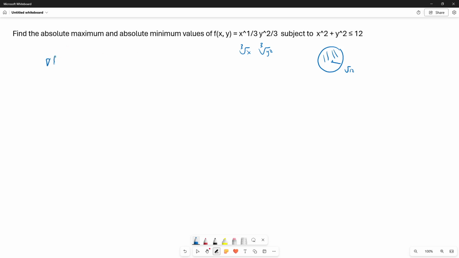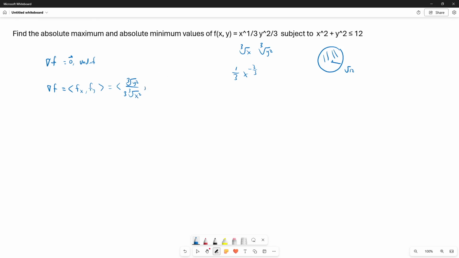To find the critical numbers, we're looking for points where the gradient of f is either equal to the 0 vector, or undefined. So the gradient of f is (f_x, f_y). For f_x, x^(1/3) times y^(2/3), the y^(2/3) is a constant, and the derivative of x^(1/3) is 1/3 x^(-2/3). So that's going to put 3 times the cube root of x squared in the denominator.